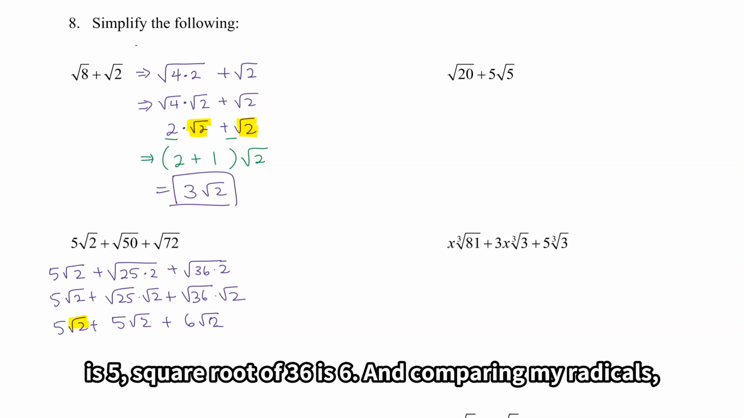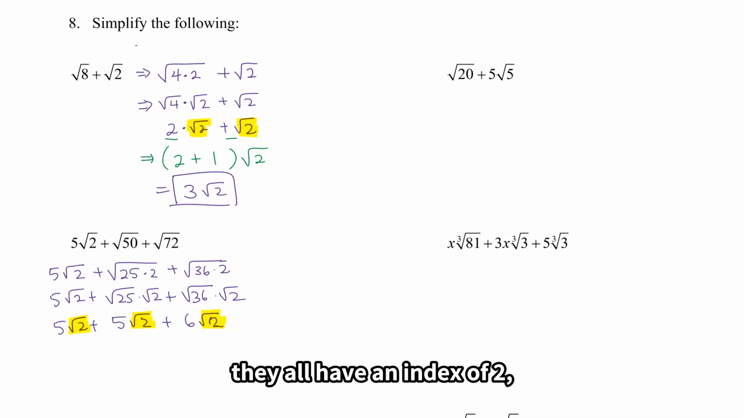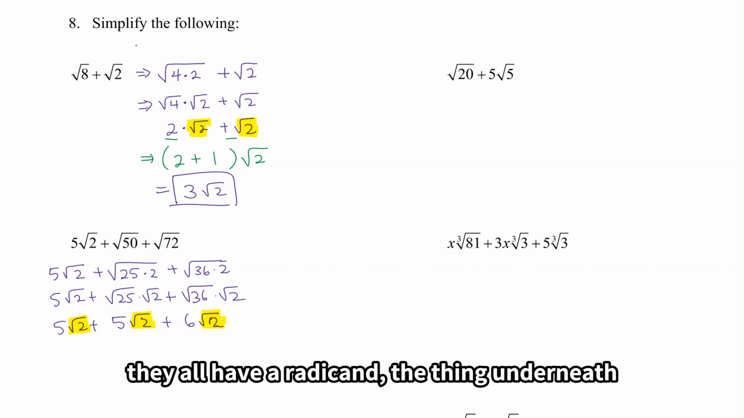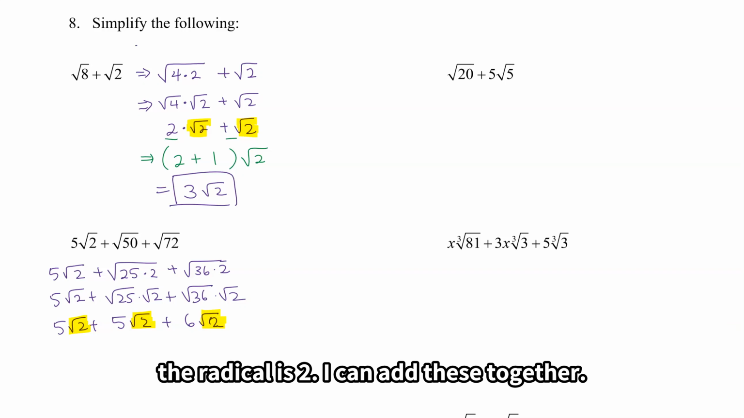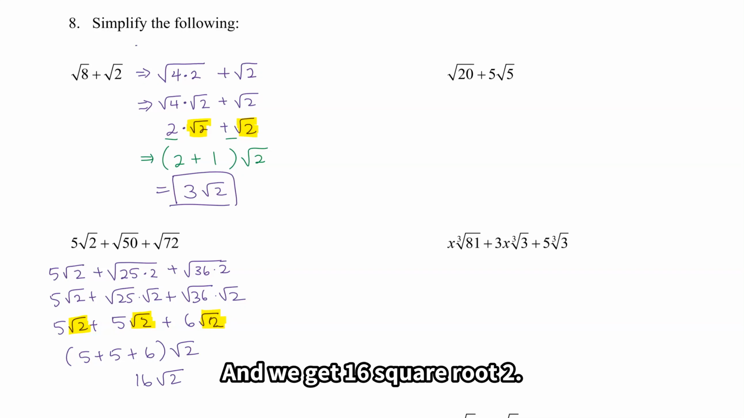And comparing my radicals, they all have an index of 2. They all have a radicand, the thing underneath the radical, of 2. I can add these together, and we get 16 square root 2.